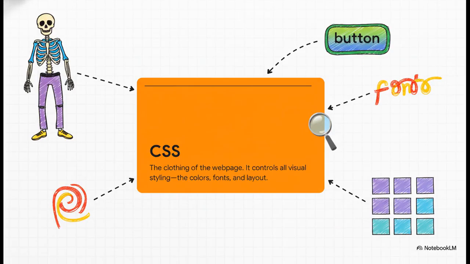Now, a skeleton on its own is, well, a little bare. It needs some style, right? That is where CSS comes into the picture. CSS is the clothing. It's the designer that decides what color the button should be, what font the text uses, and how everything is arranged on the screen. CSS takes that boring HTML skeleton and makes it look fantastic.